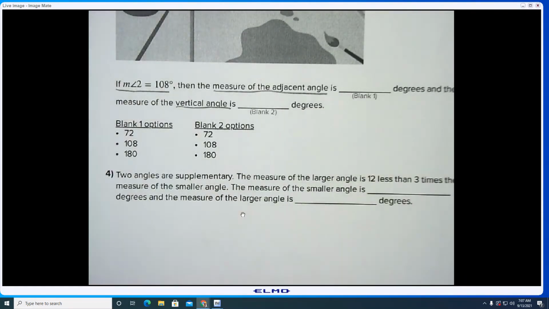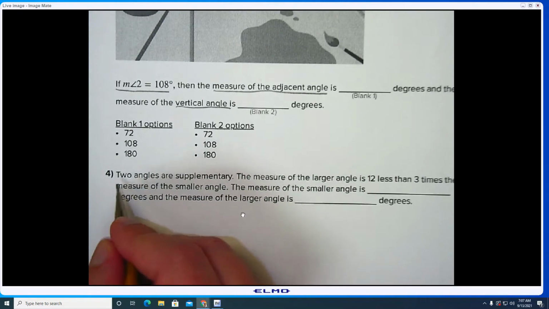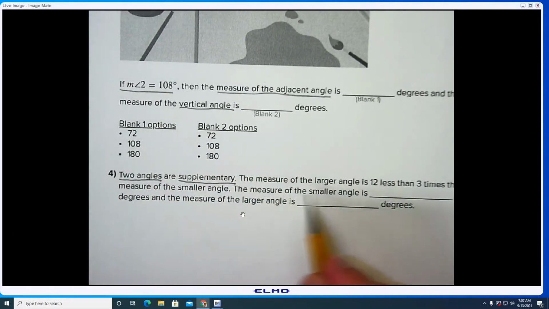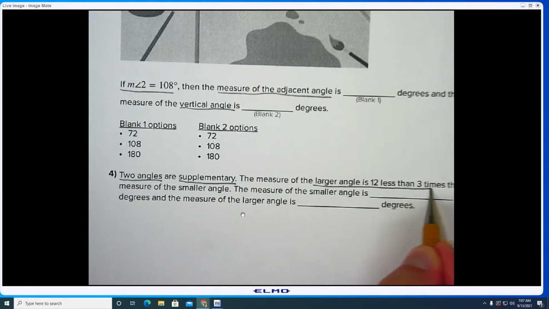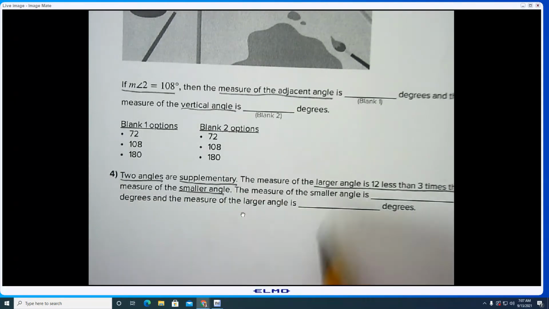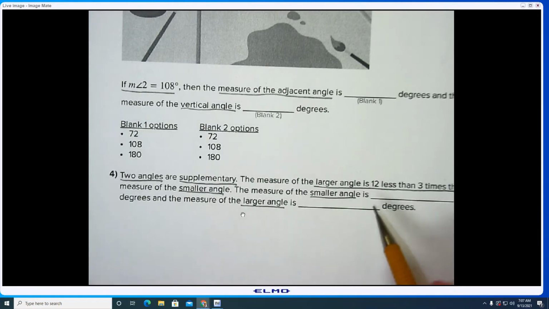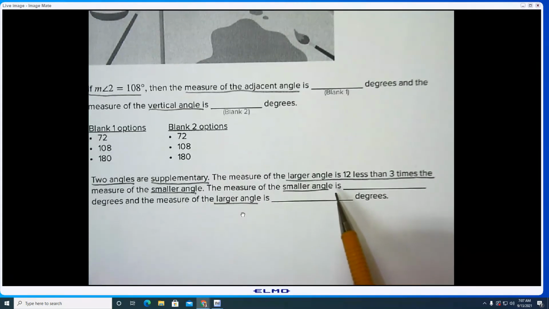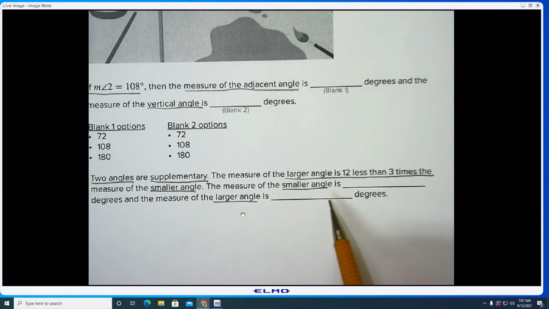2 angles are supplementary. Okay, so they're telling us 2 angles are supplementary. The measure of the larger angle is 12 less than 3 times the smaller angle. Okay? Then the measure of the smaller angle is what? And the larger angle is what? So we got basically a word problem that we need to translate directly. Okay, so we'll go ahead and start breaking down that information.